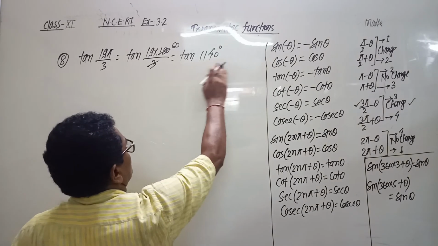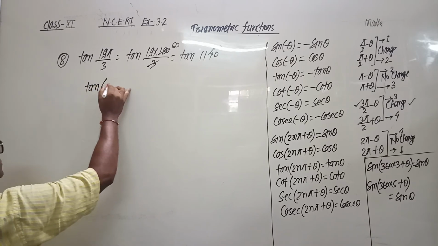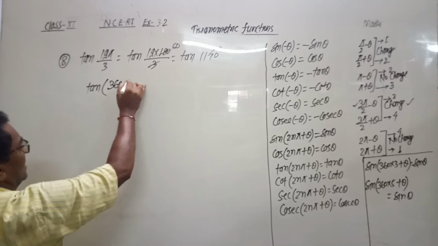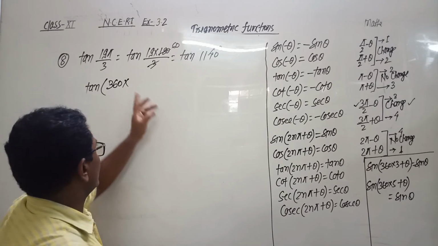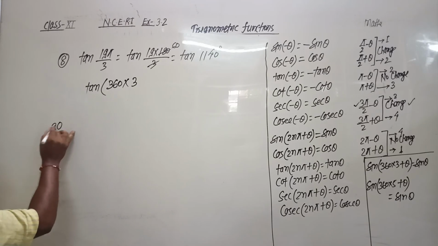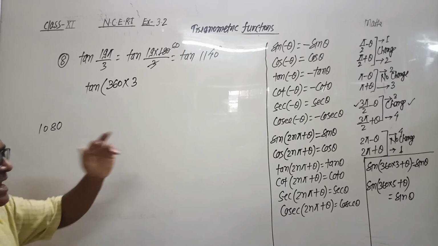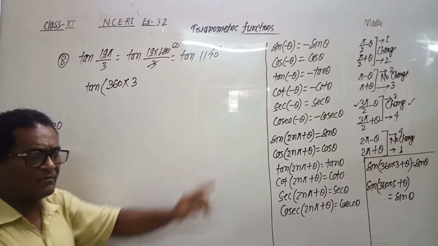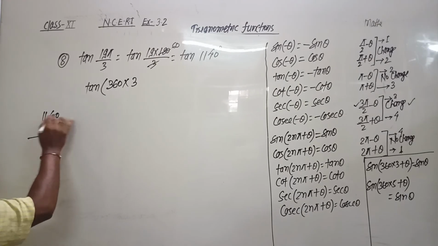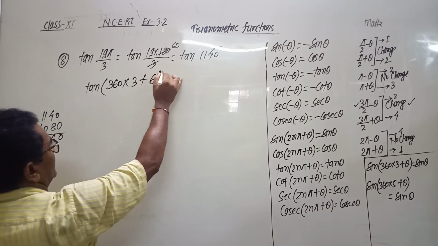So we will write it in terms of tan of 2n pi plus theta. 2 pi means 360 into n. So we multiplied by 3, and when we multiplied by 3, we get 1080. And in 1080, what would be added to get the value 1140? This will be found by subtracting 1080 from 1140. So we get 60 degrees. So we write here 60 degrees.